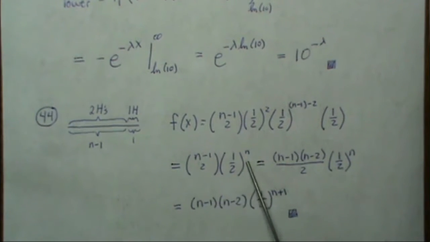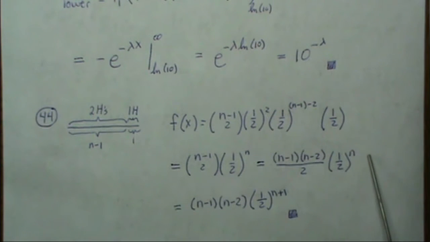So now we combine this. It's 1/2 to the n, and we have n minus 1 choose 2. This is combinatorics, which is n minus 1 factorial divided by 2 factorial divided by n minus 3 factorial. Anyway, you get some cancellations, and this 2 can be taken into the 1/2. So it's 1/2 to the n plus 1, and then the numerator stays the same, and that's the answer.